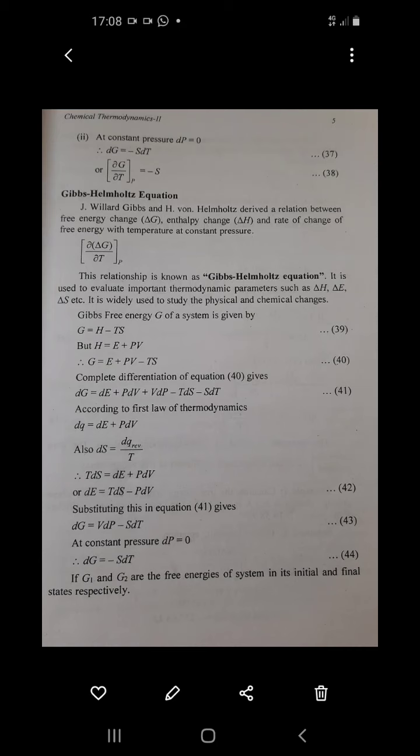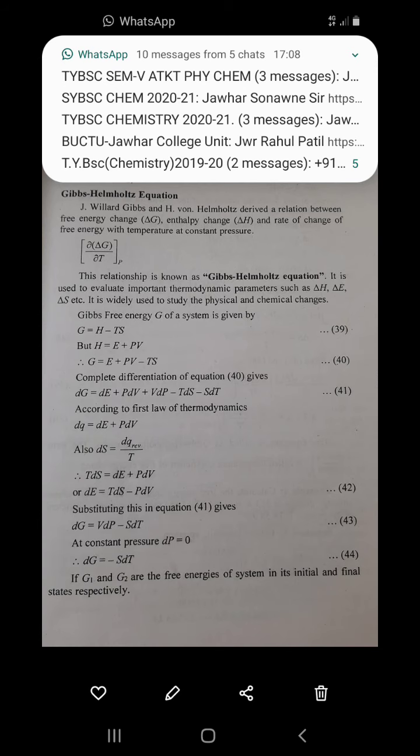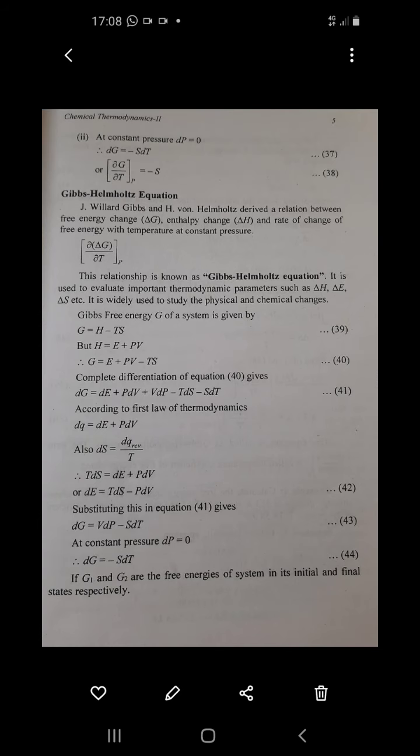Friends, in today's video lecture we are going to discuss another important equation used in chemical thermodynamics, that is the Gibbs-Helmholtz equation. So far we discussed in the last two video lectures the Helmholtz free energy equation and the Gibbs free energy equation. Both are important to understand the free energy change.